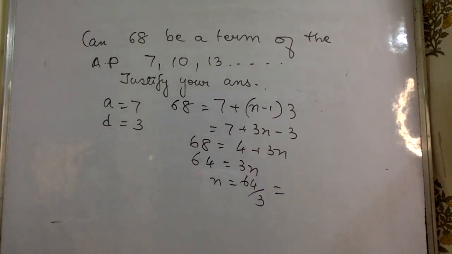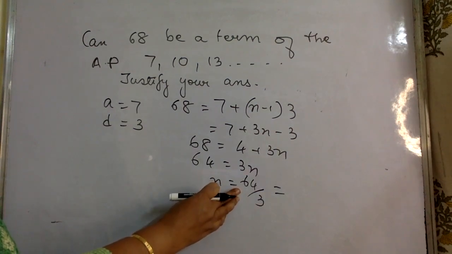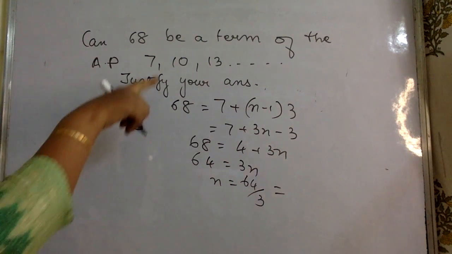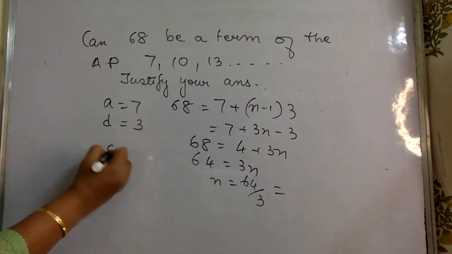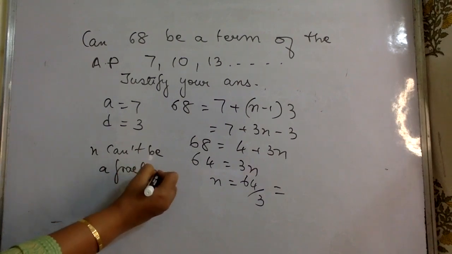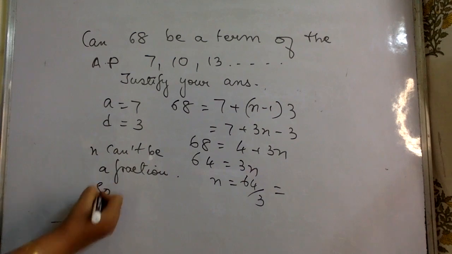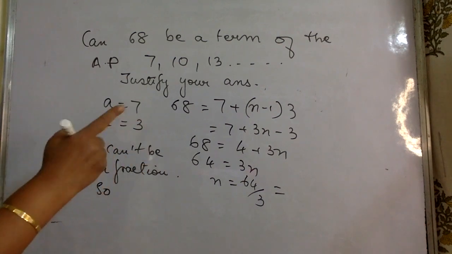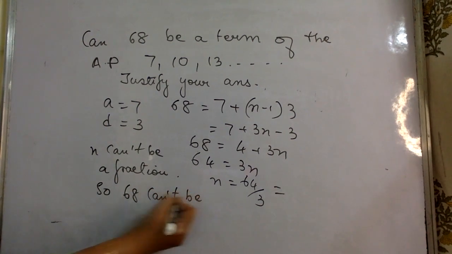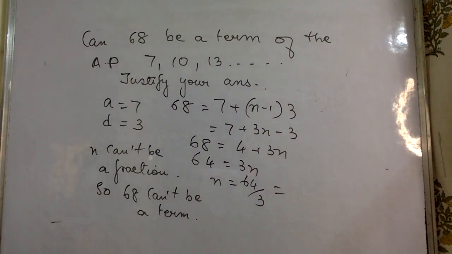Now 64 is not divisible by 3. It is going to give me a fractional answer. Since this is a fractional answer, and the value of n, the number of a term, can never be a fraction, 68 can't be a term of this AP. So this is a very common question in this chapter.